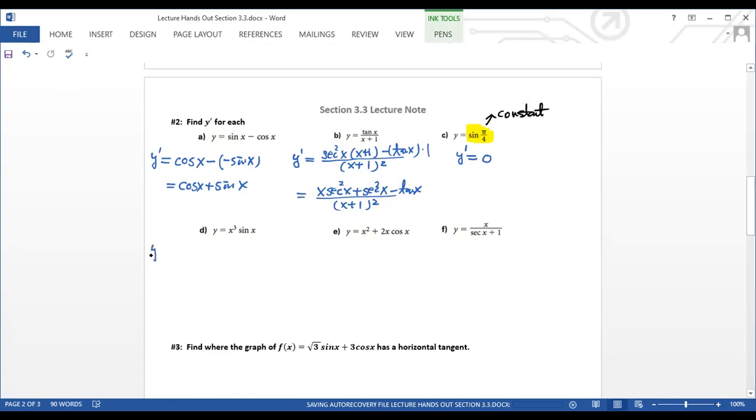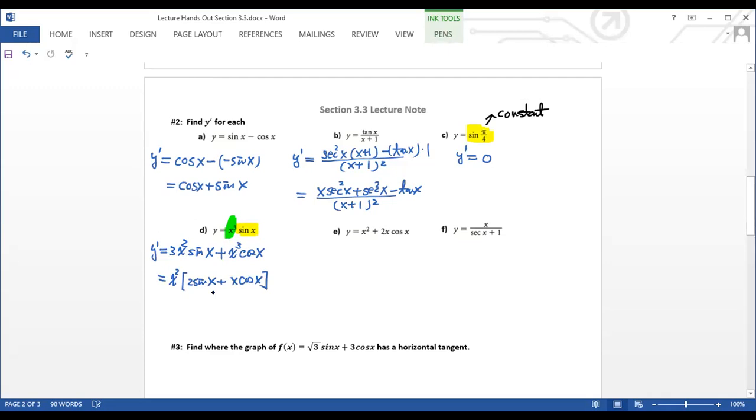Now let's take a look at part D. You see y prime here. The y is x cubed times sine x. This is x cubed, and this is sine x. Oh, it's a product. So what rule am I using? I'm using the product rule. So take the derivative of the green one, so it's 3x squared. Hold the yellow one, sine x. Then plus, hold the green one, x cubed, times the derivative of sine x, which is cosine x. If you like, you can combine it. You can take the x squared out. So this is x squared times 3 sine x plus x cosine x.